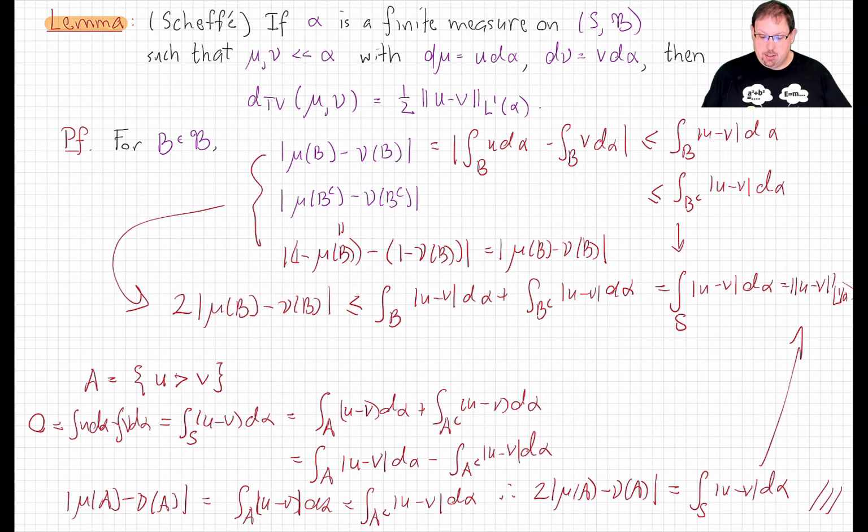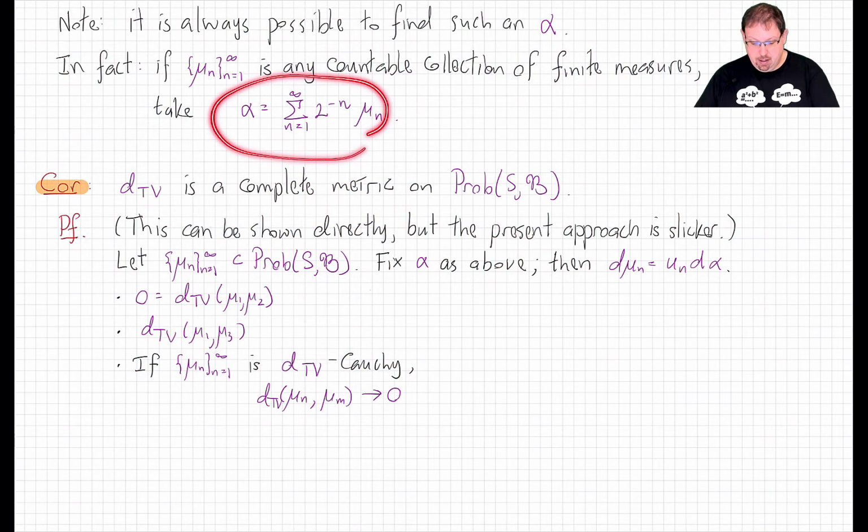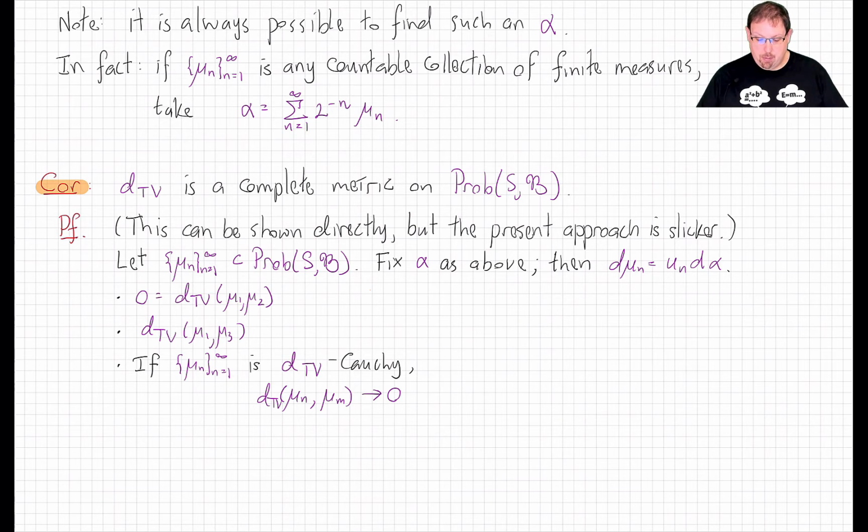Now that might seem like a limiting statement because it only applies in the case where we can find such a positive finite measure with respect to which both of the measures are absolutely continuous. But in fact, we can always do that. And actually, we can do it even with a countably infinite family of probability measures. Just like this. If I have any countable collection of probability measures, I can take a sum of them like this. There's nothing special about these coefficients. We could have taken any sequence of positive real numbers that adds up to something finite here.